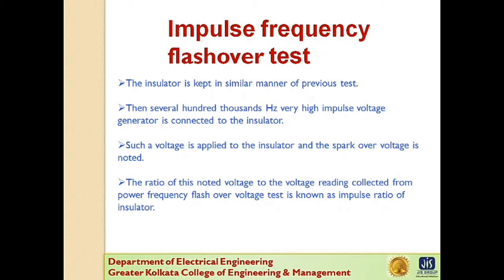The ratio of impulse spark over voltage to spark over voltage at power frequency is called the impulse ratio. I repeat, the ratio of impulse spark over voltage to spark over voltage at power frequency is called the impulse ratio. So this ratio should be approximately 1.4 for pin type insulator and 1.3 for the suspension type insulator.